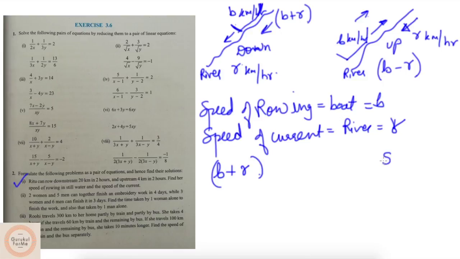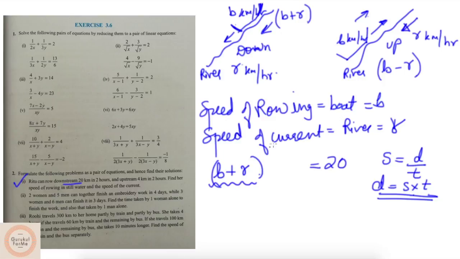What is the definition of speed? Speed is equal to distance by time. Or rather, distance is speed into t. Perfect. Now, what is the distance that she travels downstream? 20 kilometers. Can I say that this distance is equal to speed into whatever time it is taken? Downstream, b plus r. We know that when it goes downstream, b plus r is the speed. And how many hours does it take? 2. Okay, now let's look at another equation.